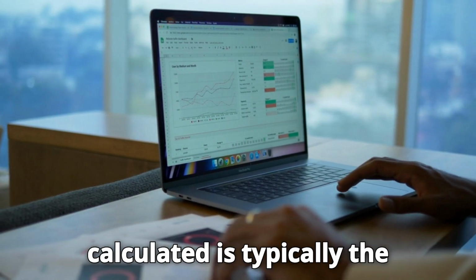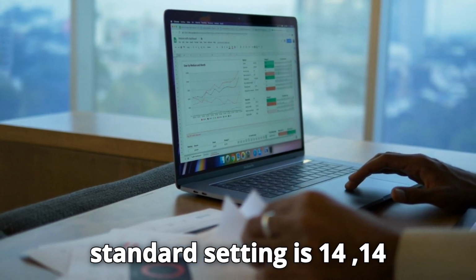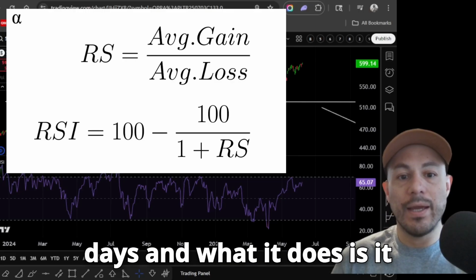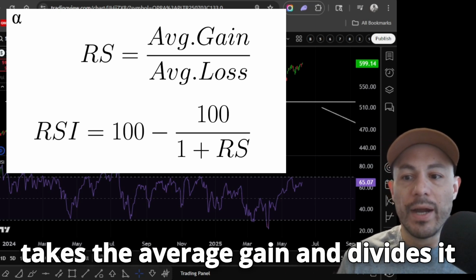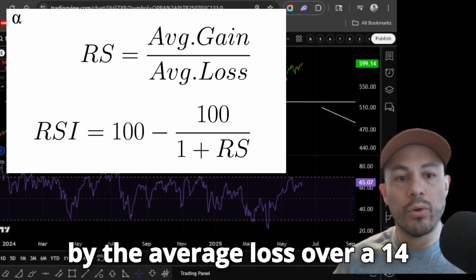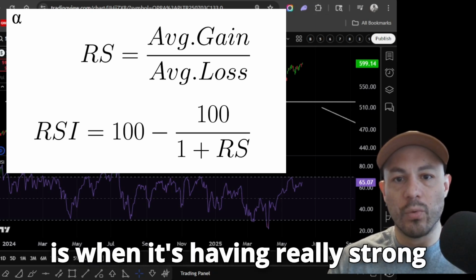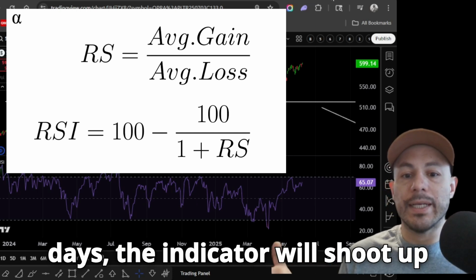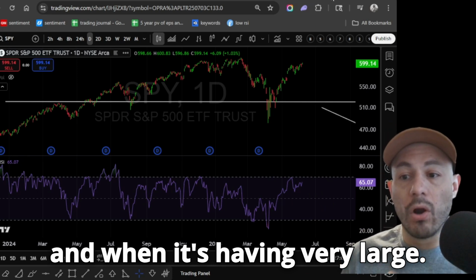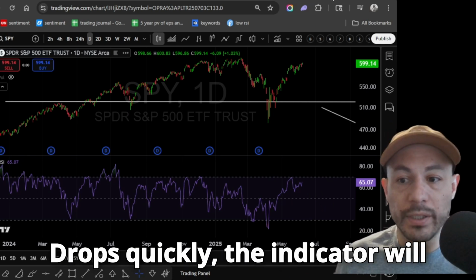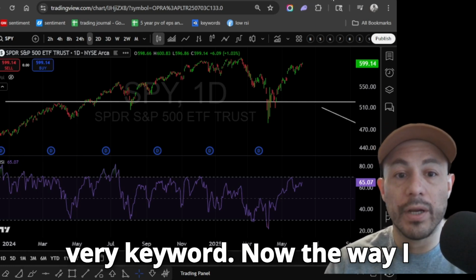Now, the way it's calculated is typically the standard setting is 14 days. And what it does is it takes the average gain and divides it by the average loss over a 14-day period. What that means is when it's having really strong days, the indicator will shoot up. And when it's having very large drops quickly, the indicator will show that weakness. So strength is a very key word.